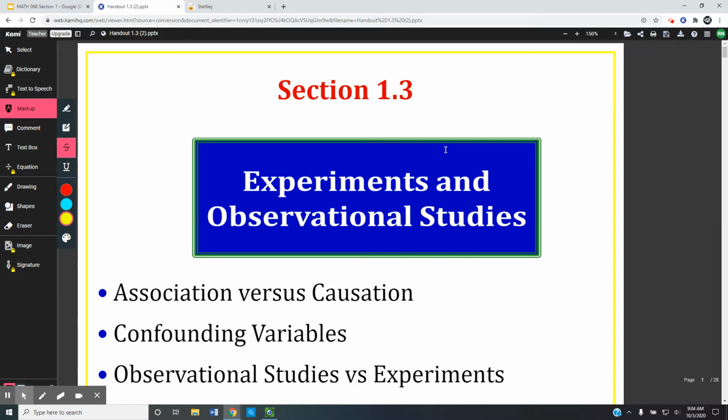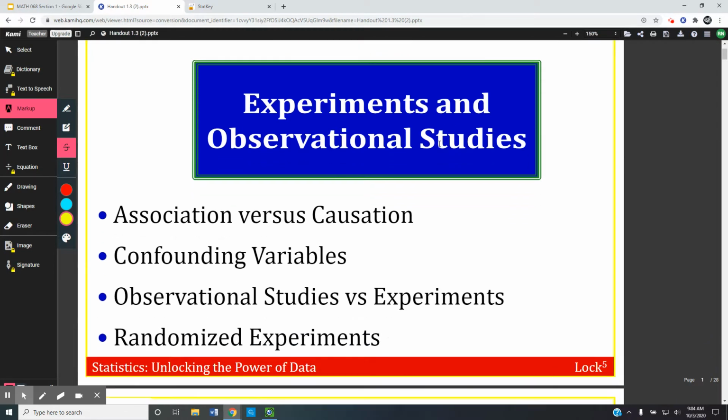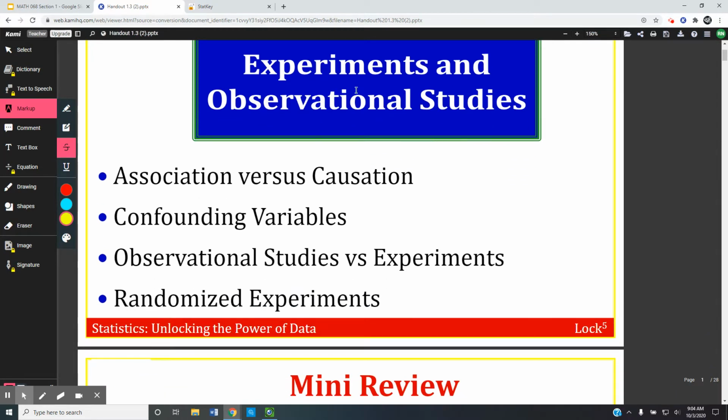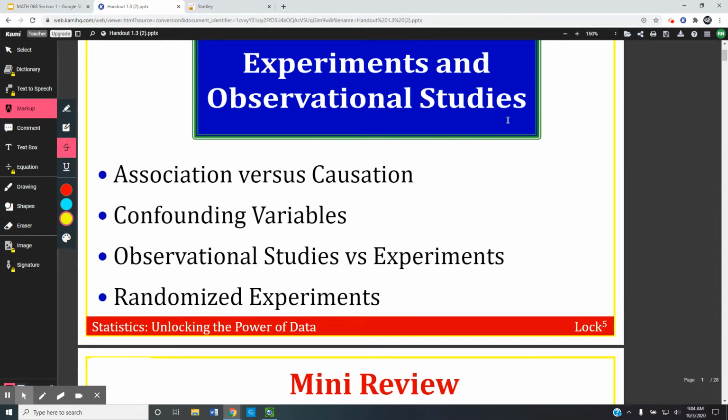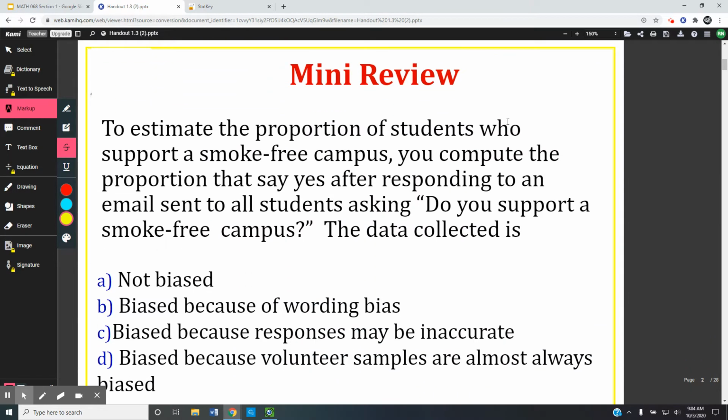So in section 1.3, we're going to talk about association versus causation. We're going to talk about the confounding variables. And we're going to look at an observational study versus an experimental study. We're also going to talk about the randomized experiment. So let's do a little review to get started.